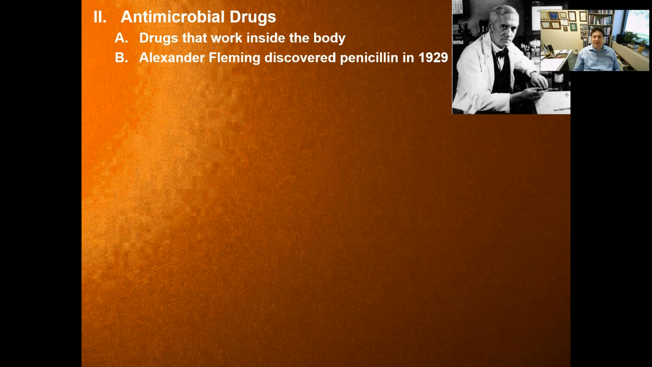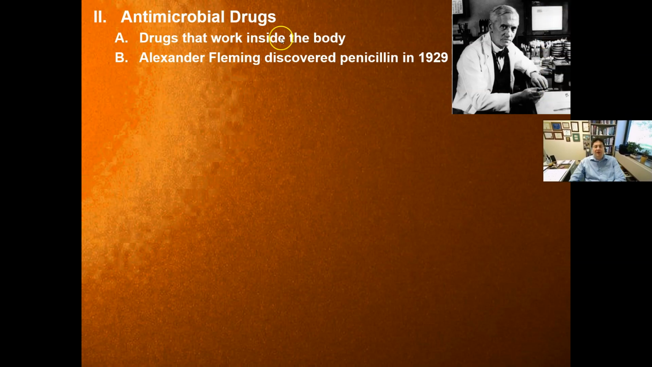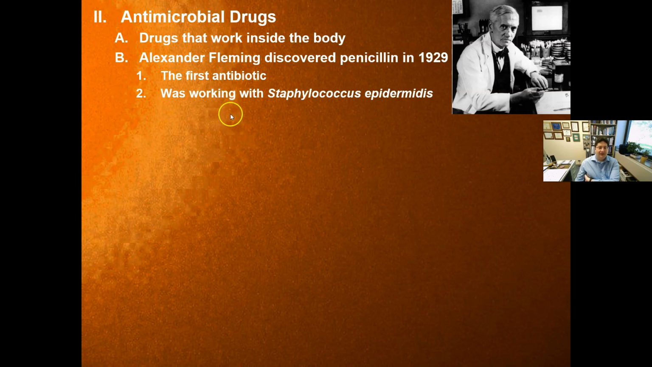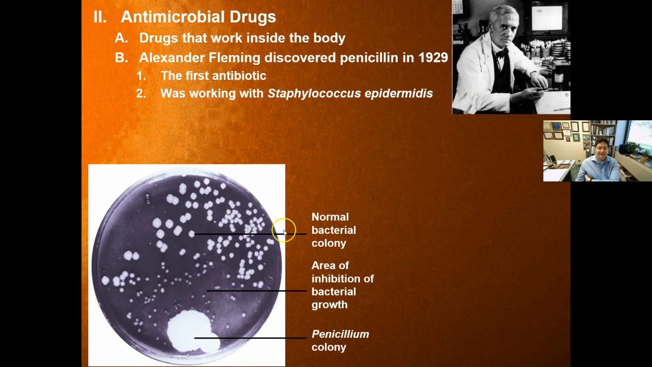Now, Alexander Fleming, pictured here, first discovered penicillin in 1929. Penicillin is the very first antibiotic. He was working with a bacteria called Staphylococcus epidermidis, pictured here, and he noticed that around this penicillium colony, this is a fungus, there's a relatively clear area where not a lot of bacteria are growing.